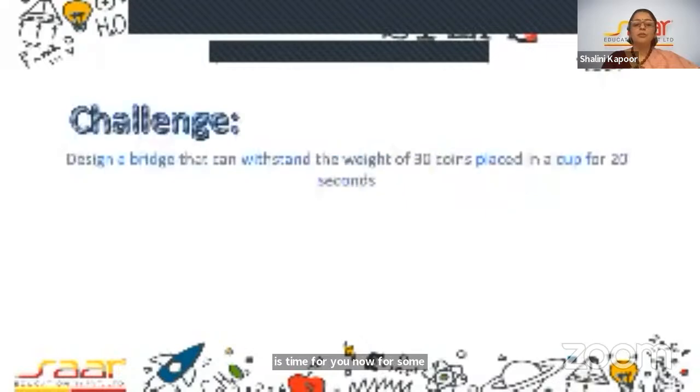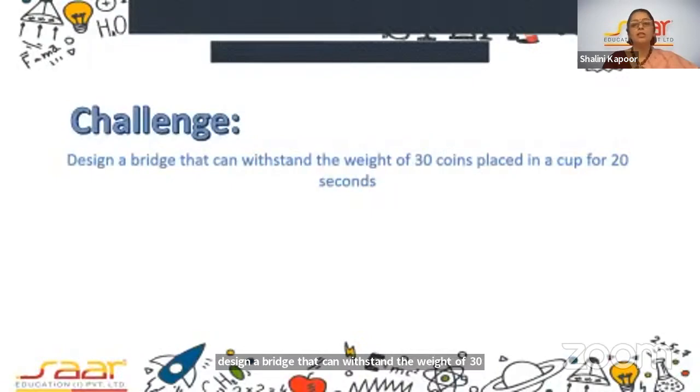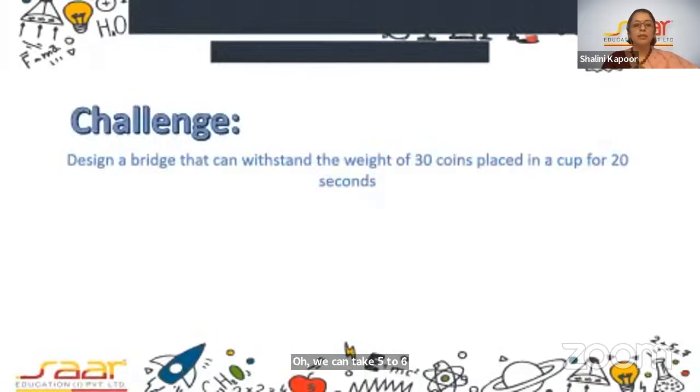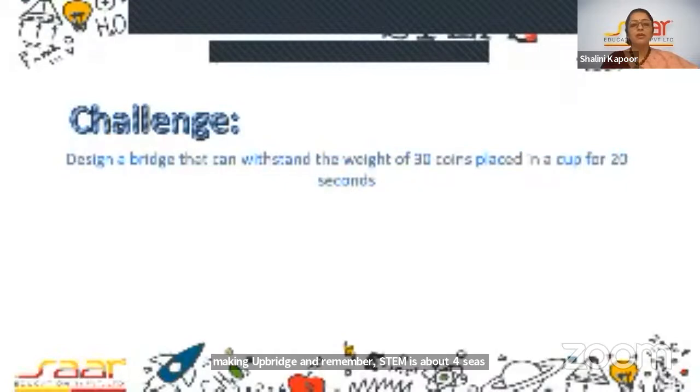You have to design a bridge that can withstand the weight of 30 coins placed in a cup for at least 20 seconds. We can take 5 to 6 minutes to complete this activity. Make your bridge, and remember, STEM is about 4 C's. The fourth C was collaboration. So if your family members are around, you can ask them to collaborate with you and have fun and complete the project. And at the end of 5 minutes, you can share what you have created by switching on your camera on the screen, right? 5 minutes from now then. Thank you.